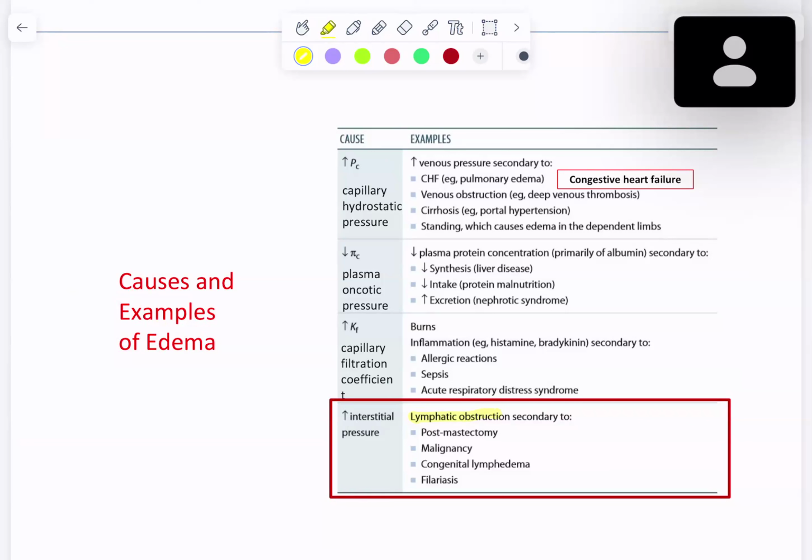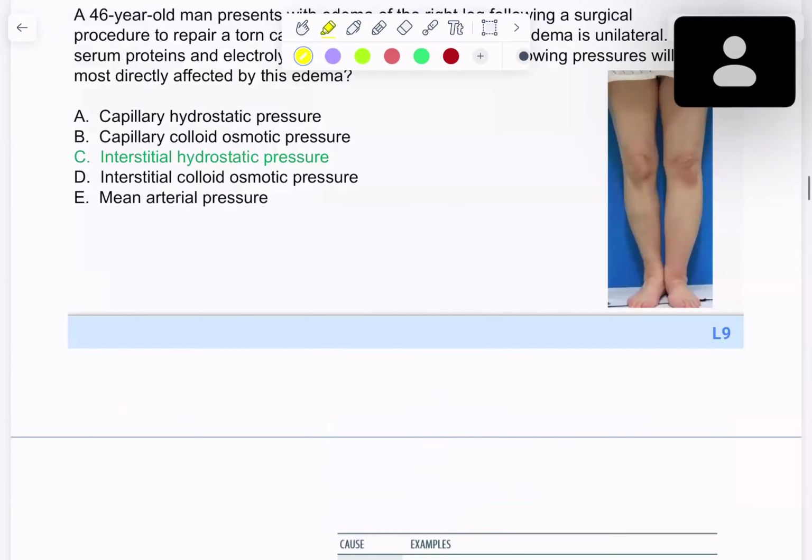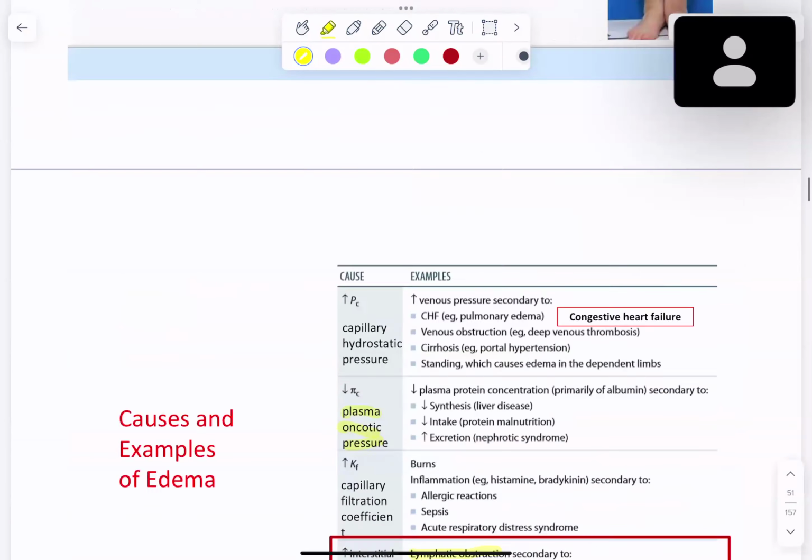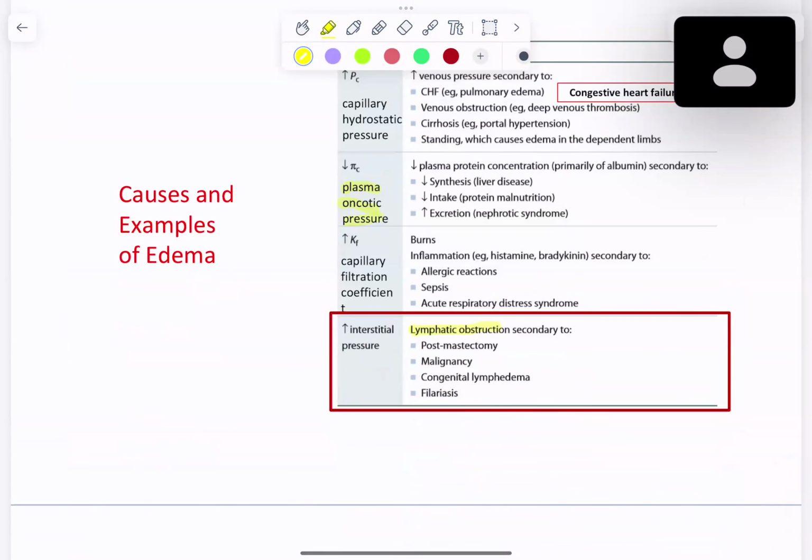If I tell you that this is a bilateral edema, and for example, the patient has dyspnea, then maybe you're thinking of congestive heart failure, right? And you're thinking of high capillary hydrostatic pressure. If I tell you that this is a patient who has liver cirrhosis and he has edema in both of his legs, and maybe he also has a distended abdomen, you will most likely think of plasma oncotic pressure being affected here, and you will think of liver issues, right? But here in this patient, they told you serum proteins and electrolytes are normal, so that should have excluded that from your differential diagnosis.